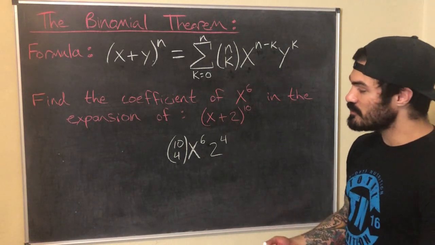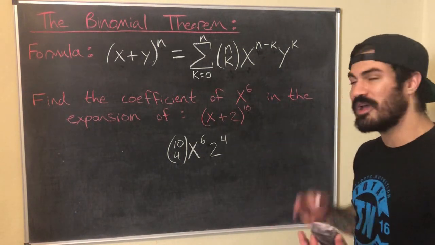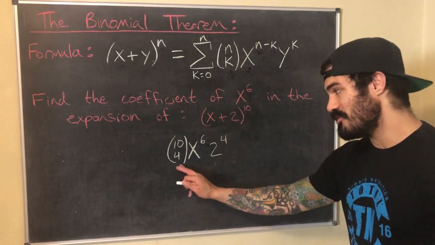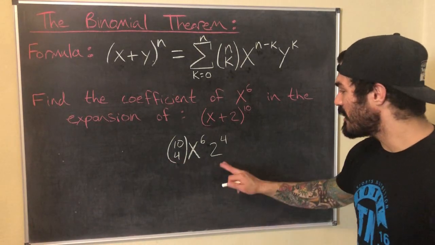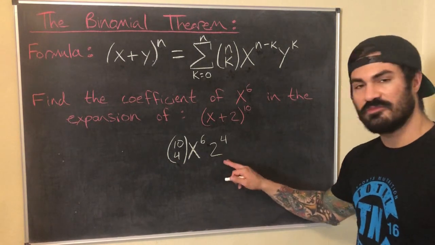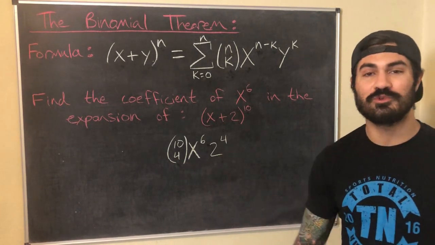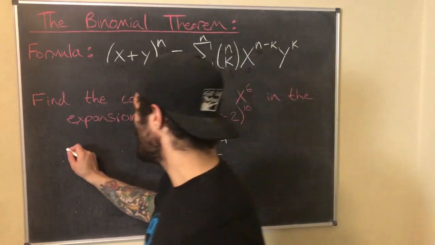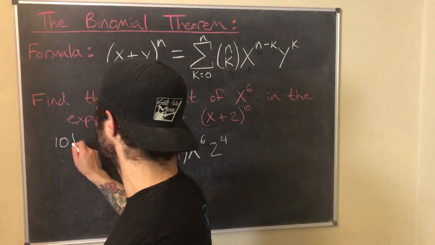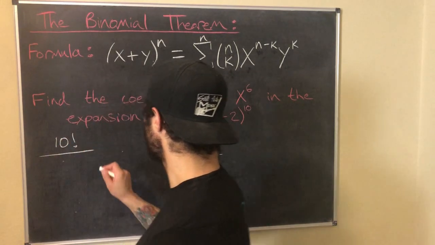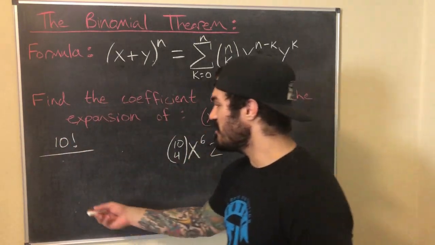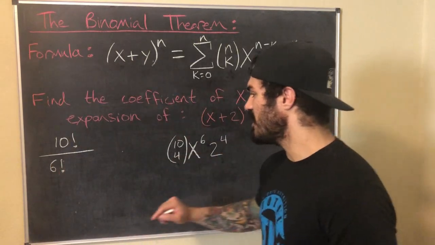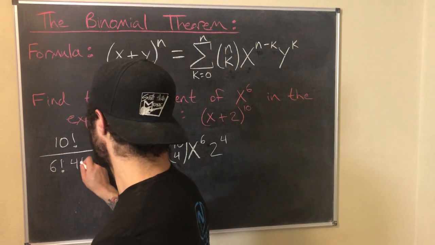If you don't have access to a calculator, you have two options. You can write out Pascal's triangle and go down to the 10th row. It's a bit tedious, but it'll get you this number, and then you can multiply it by 2 to the 4th, which is 16. Or you can use the formula, which is what I'm going to do right now. The formula says that n choose k is n factorial, which is 10 factorial in this case, over n minus k factorial, that's 6 factorial, times k factorial, that's 4 factorial.